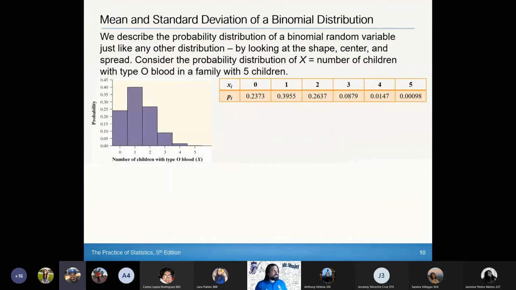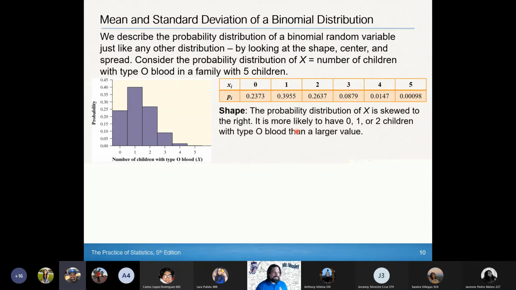The mean and standard deviation of a binomial distribution. We can describe the probability distribution of a binomial random variable just like any other distribution by looking at the shape, center, and spread. So the probability distribution of x equaling the number of children with type O blood in a family with 5 children. We get this probability distribution. We can have values 0, 1, 2, 3, 4, or 5, each with those types of probabilities.